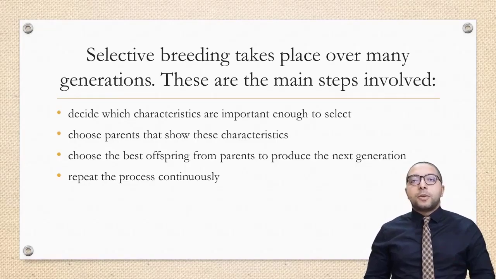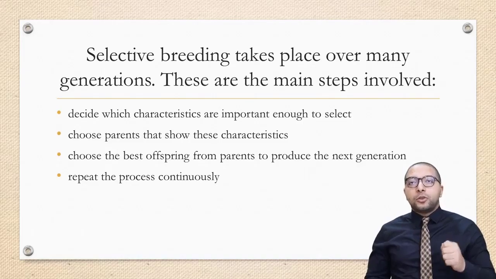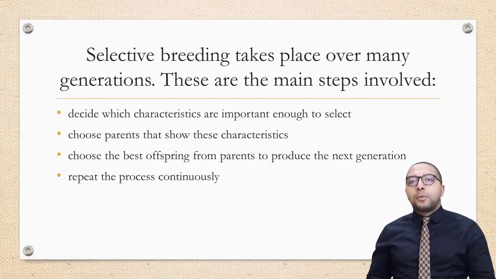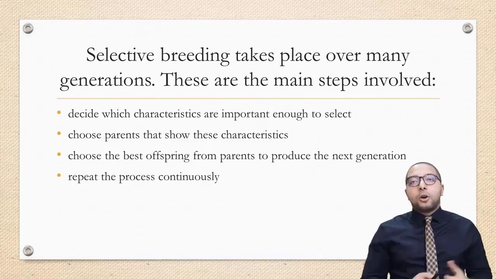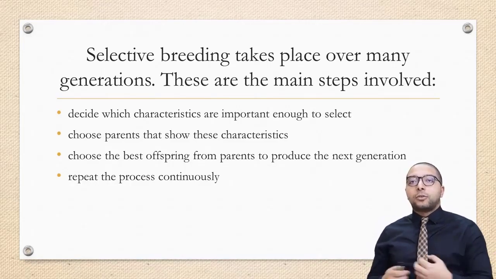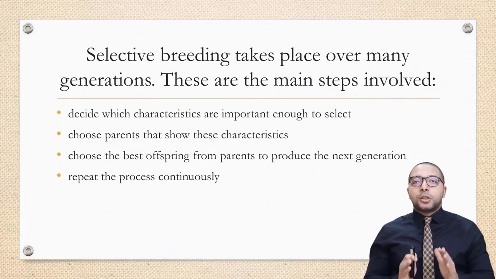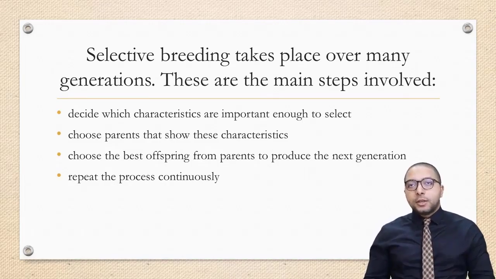The first step in order to have selective breeding, or to increase the percentage of cows that can produce more milk, is to decide which characteristics are important enough to select. We need to have an aim. Is our aim to get more milk, to get more beef, or to get larger eggs, or to get larger grain sizes? We need to be very specific when it comes to the characteristic which we need.